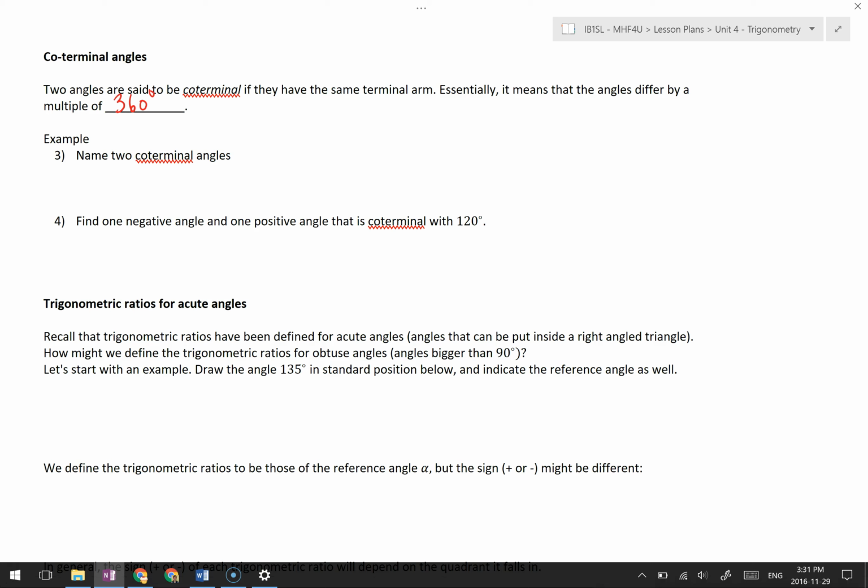Well, I can start with any angle I like. Let me start with, I don't know, 30 degrees. Now, any angle that differs by 360 from 30 degrees, plus or minus, is coterminal with it. So I can add 360 degrees to get 390 degrees. And I can say, okay, 30 and 390 are coterminal.